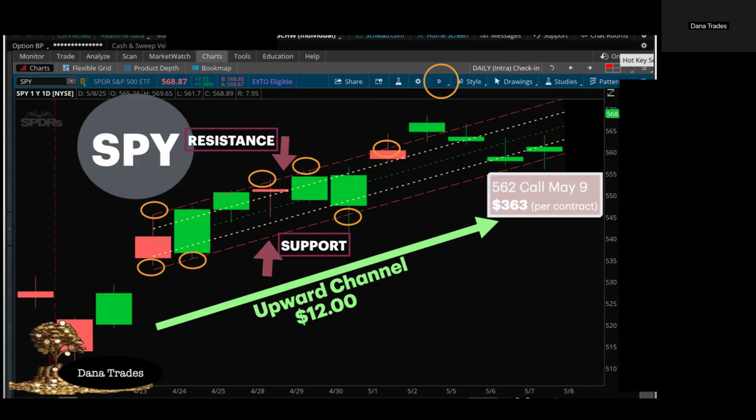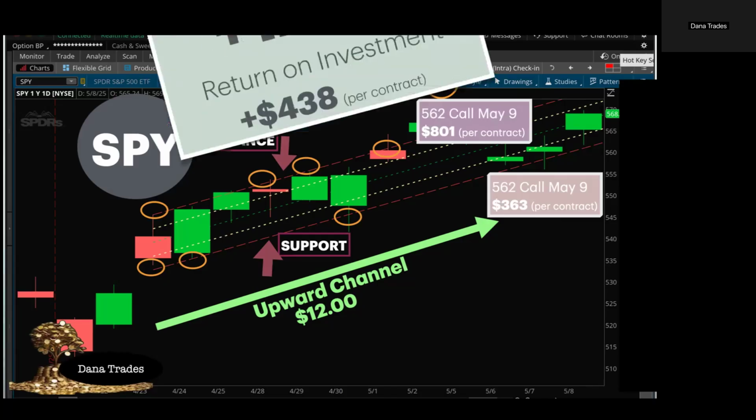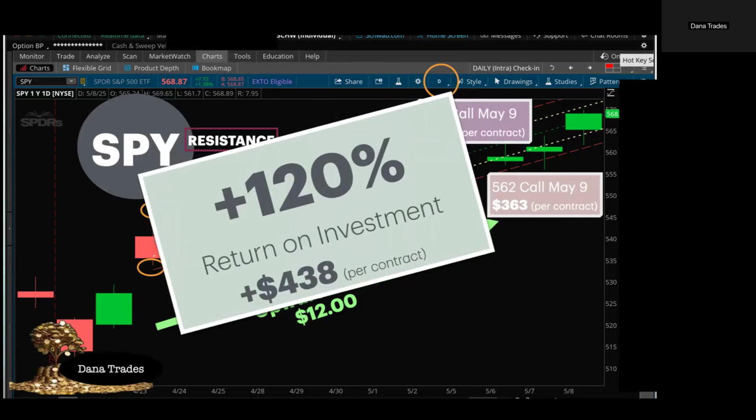The next day, which was on Wednesday, we did not quite reach the midpoint, so I'm still in the trade. And here we are, Thursday, May the 8th. We reached the midpoint and surpassed it. But according to my rules, I'm out of this trade. At this point, my contracts were selling for approximately $801 per contract. So you can do that math. After only holding a couple of days, you are in profit over 120% return on your investment. Whether you bought one contract or multiple contracts, you are in profit well over 100% return on investment.